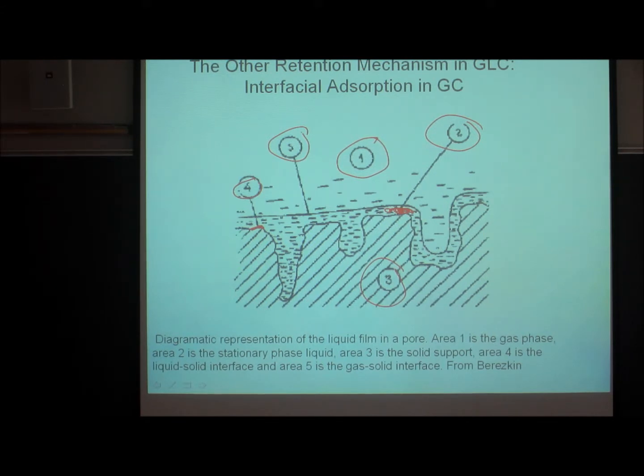Now, the equation for beta that I gave assumes 100% partitioning. In other words, it says there's no interfacial adsorption, either gas-solid or gas-liquid. But these things do take place, and as I said, certainly in the case of the gas-solid interfacial adsorption, you can almost bet that that's going to give you pretty bad peak tailing. So we really try to get rid of that as much as possible. And that, of course, takes place at that interface.